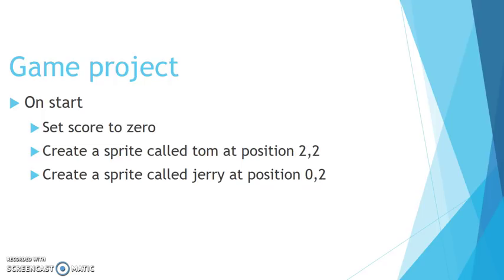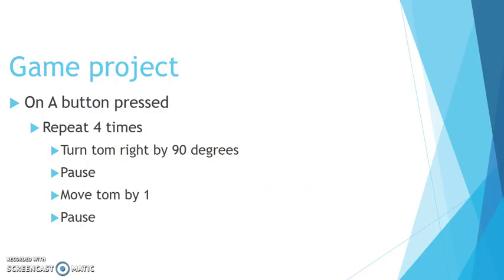So in the project, we're going to have 4 different things happening. In the onStart, we're going to set the score to 0. We're also going to create a sprite called Tom at position 2, 2, so that's right in the middle of the microbit. And then we're going to create a sprite called Jerry at position 0, 2. The A button is going to move Tom, and we're going to repeat this 4 times, so it turns Tom right by 90 degrees, pauses, then moves him by 1, and then pauses. So it's just going to get him to move around in a square.